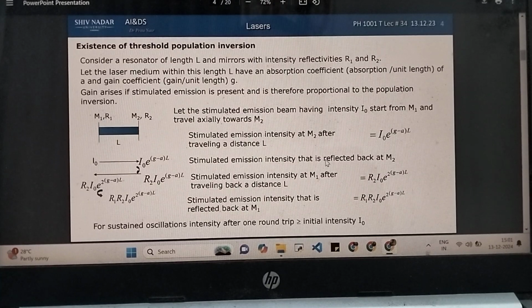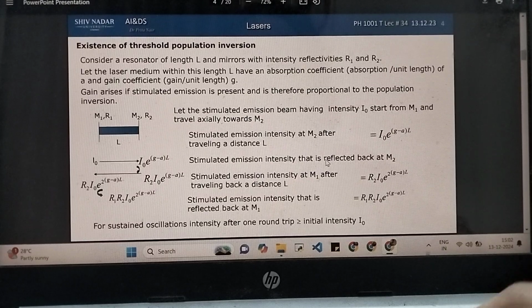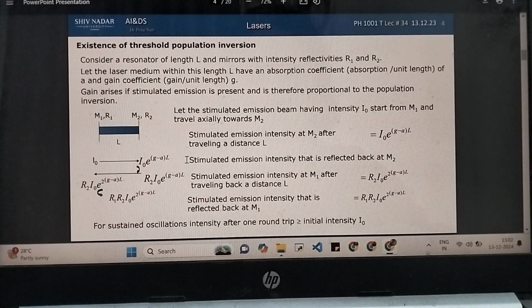So we looked at threshold population inversion, which is the minimum amount of population inversion, or the minimum rate at which electrons need to be drained from the lower level and occupied in the higher level, so that there is stable emission of laser light. Now we are going to try to derive a formal mathematical expression for this threshold population inversion rate.